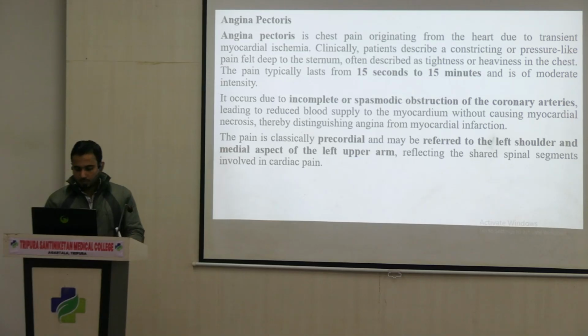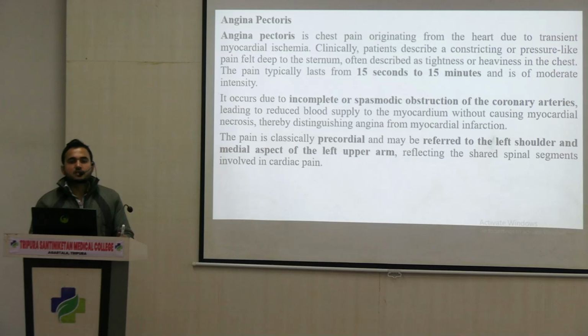Next, angina pectoris. Now what is this angina pectoris? It is the chest pain originating from the heart due to transient myocardial ischemia. So what is myocardial ischemia? We have seen. Now sudden chest pain, if it occurs due to myocardial ischemia, then it is called as angina pectoris.